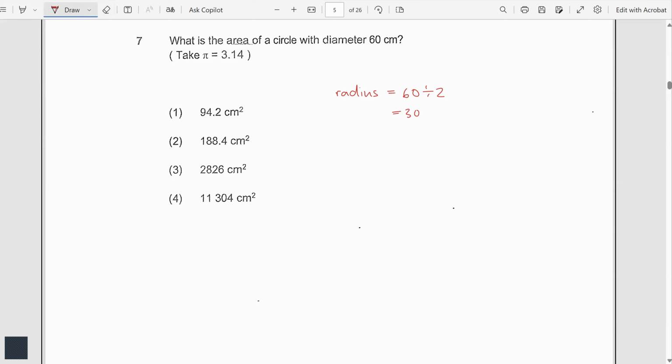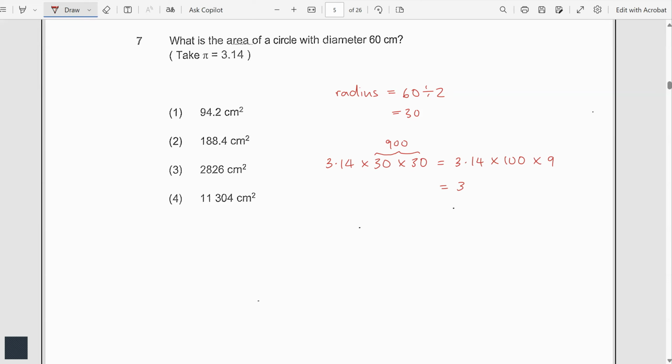Then I'll use the formula. So I'm supposed to use 3.14. Then I'll use that, then times radius times radius. Take note that this is paper 1, so no calculator allowed. What you can do is that since this is 900, okay, so I'll take 3.14 times 100, then times 9.